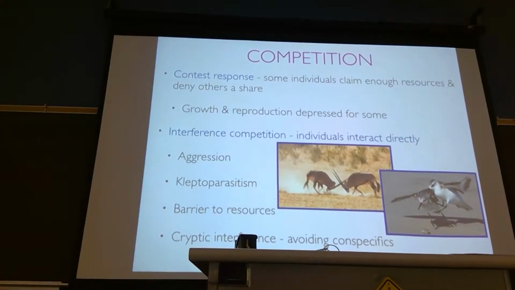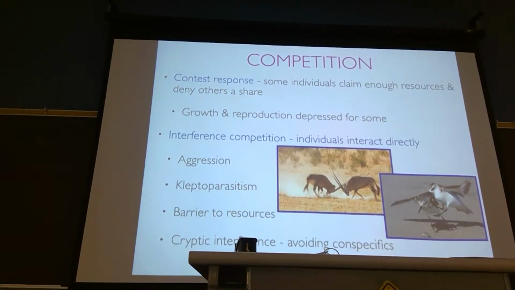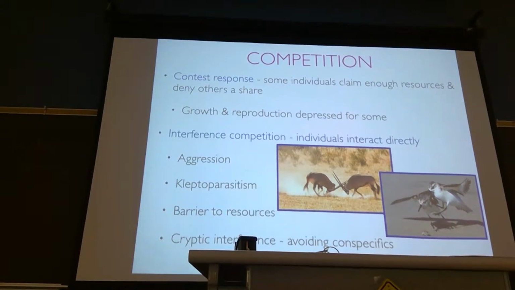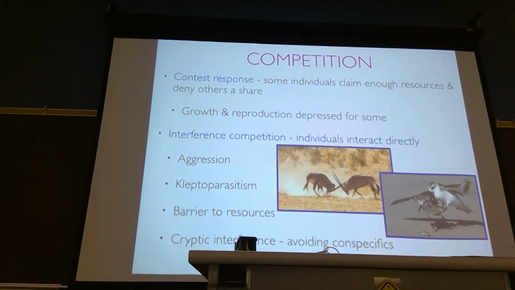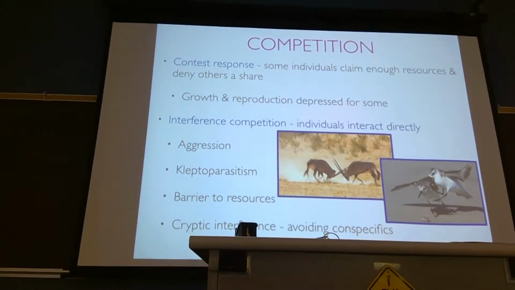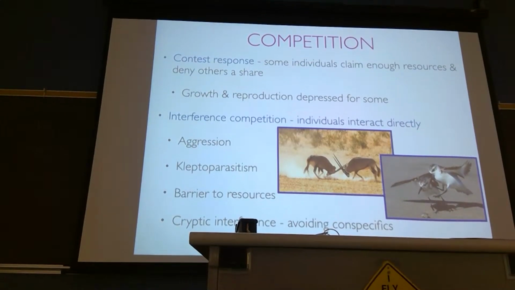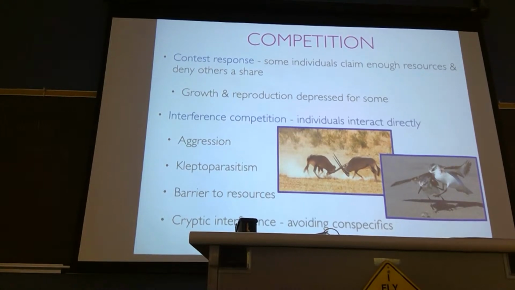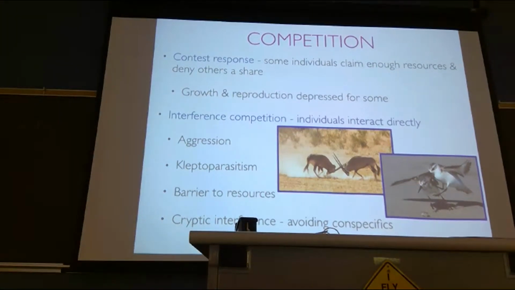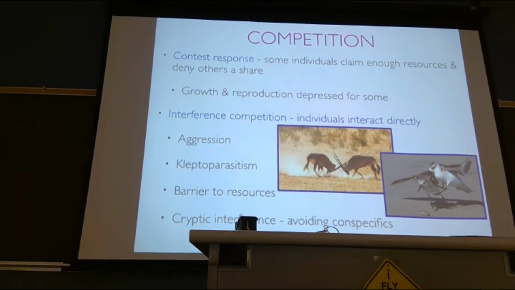The last one here is what we call cryptic interference. It's on this gradient, I would say, between exploitation and interference competition. If your mechanism of competition is that you avoid members of your same species so that you don't enter into direct competition with each other for resources, that's still competition. If the way that competition manifests itself is that you avoid each other so you don't have to fight each other, that's still competition, and that's avoiding a direct conflict in order to then be able to both win contests for resources.